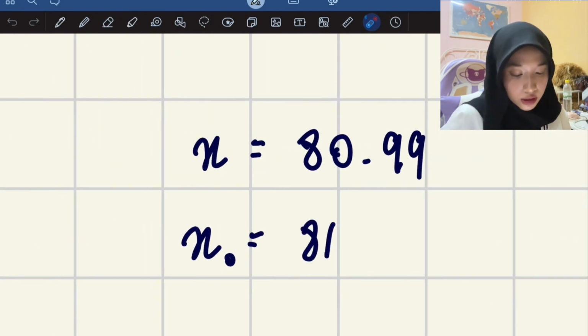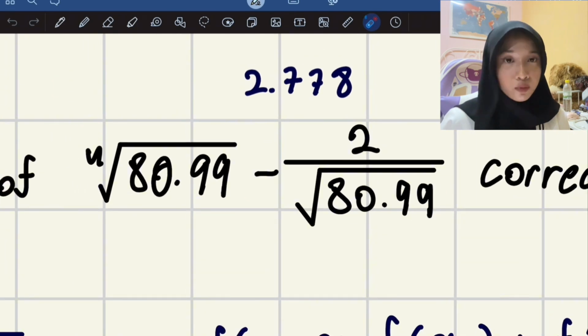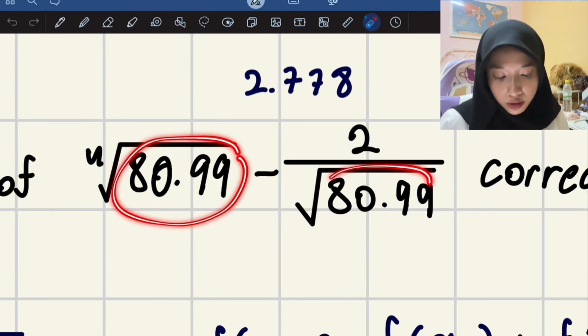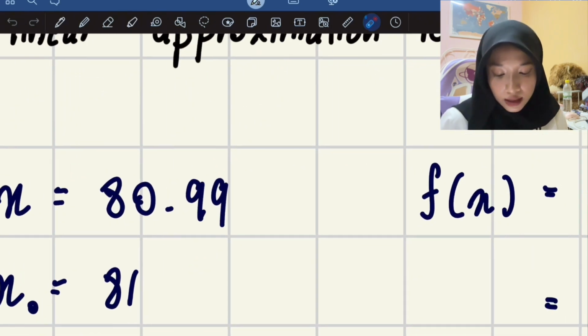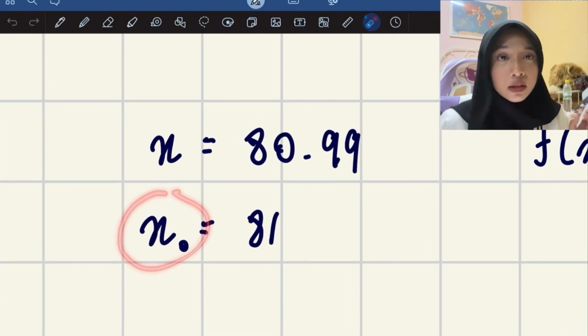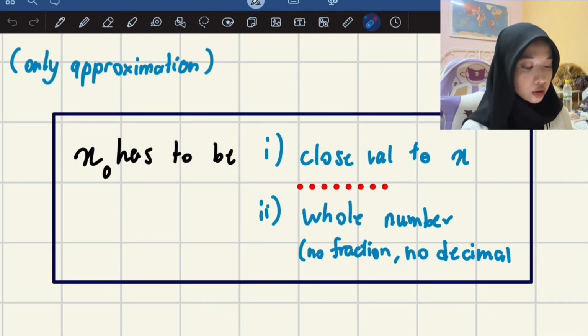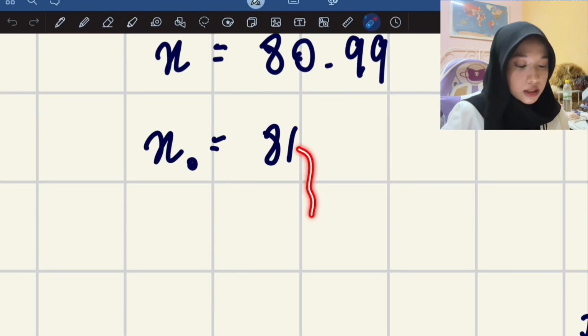So the first thing to do is to find x. Basically, our x is the complicated number in our equation, which is the number with the decimals. So in this case, our x is 80.99. Now we have to find our x naught. So what is x naught? That x naught has to be, one, a value close to x, and second, a whole number. So from our x, we have to find the closest whole number, which is 81.